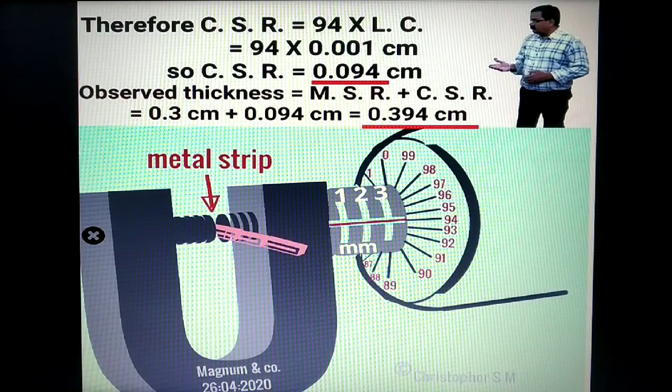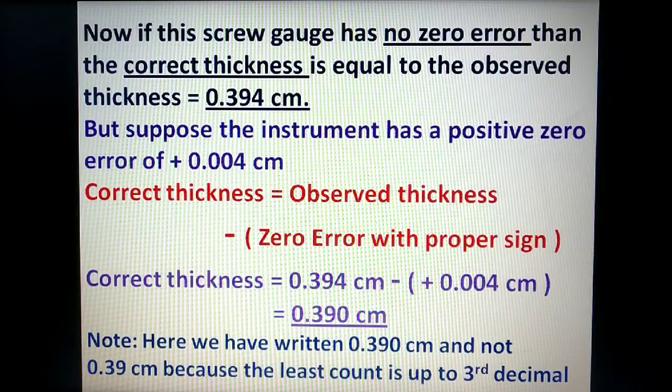So the observed reading now is main scale reading plus circular scale reading, that is 0.3 centimeter plus 0.094 centimeter. We get 0.394 centimeter as the observed thickness. Now if the screw gauge has no zero error, then in that case the correct thickness is equal to the observed thickness, which we have just got as 0.394 centimeter.